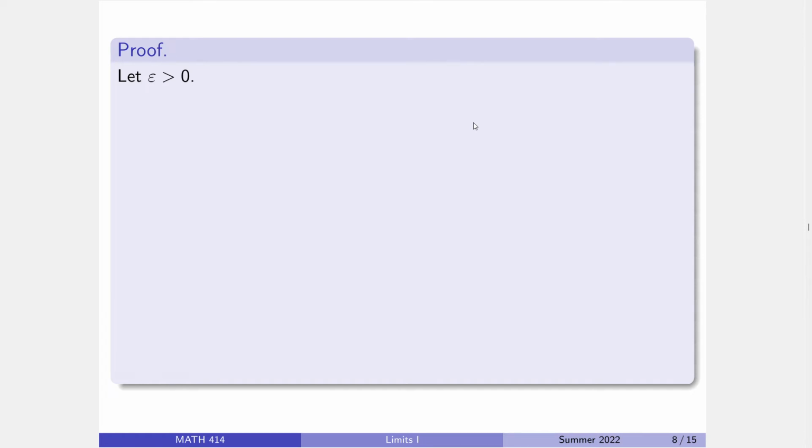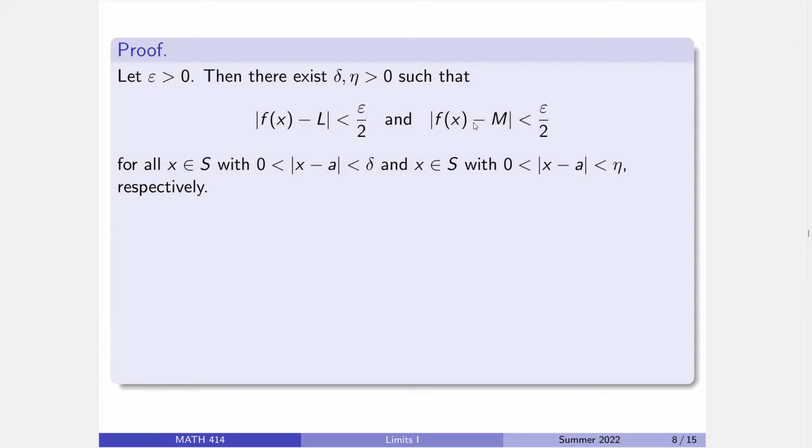Okay, so given an epsilon, what do we know? We can find two numbers. As mentioned before, what some people will do is delta 1 and delta 2. I like to use different symbols, so I'll use delta and eta here. You're free to use whatever you want, but there is a delta so that when x is within delta of A, then f of x is within epsilon over 2 of L, and similarly when x is within eta of A, then f of x minus M is less than epsilon over 2. So we do the typical thing. We take the minimum of these two.